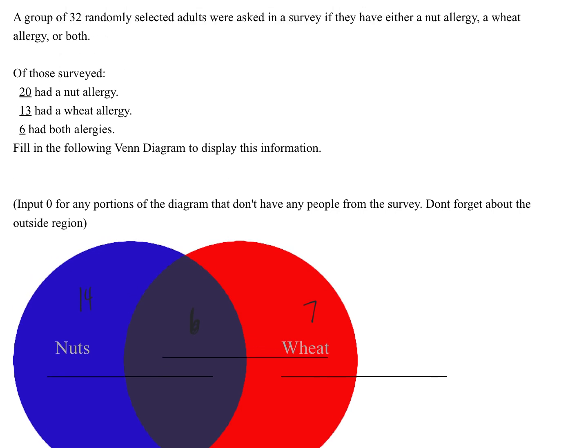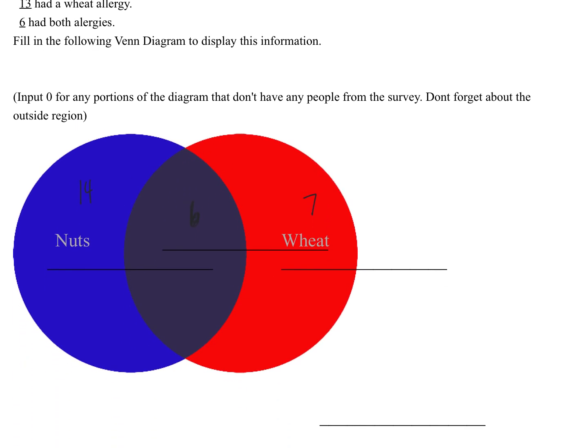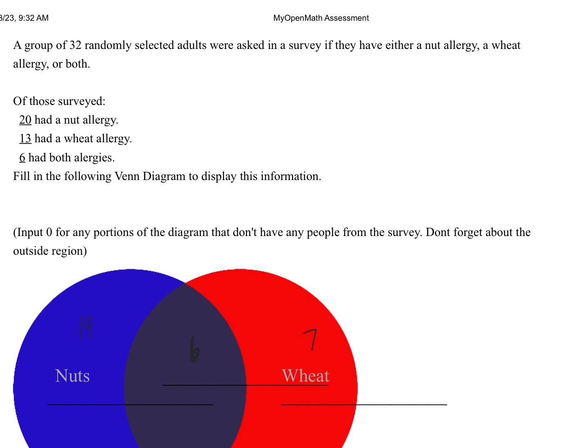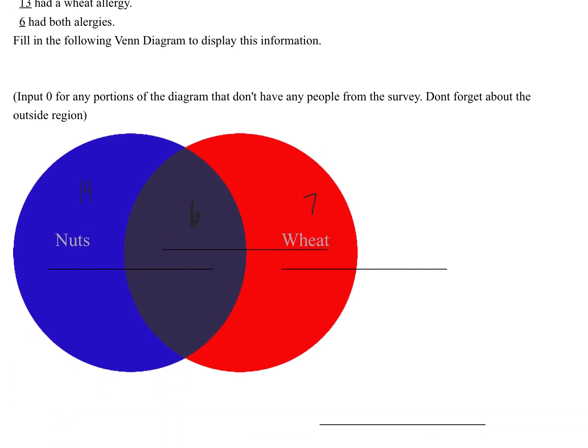And then 32 students were asked, so you want to add up all of the numbers that are within the circles, so 14 plus 6 plus 7 is 27. I already forgot how many were asked. 32. So 32 minus 27 would be 5. So a 5 would go out here.